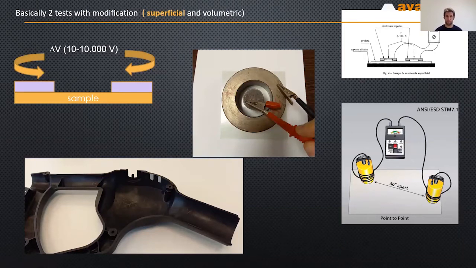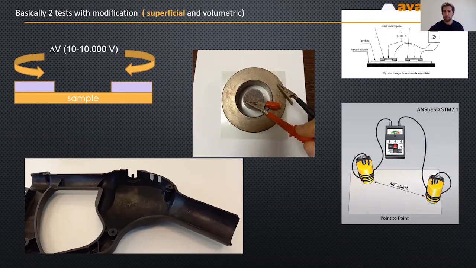To make a measurement, we need at least 2 electrodes in contact with the sample, generating a voltage between them. The idea is to analyze the voltage loss in the sample. In this case, we generate a delta in voltage that can change depending on the regulation, but the standard for antistatic is 100 volts.